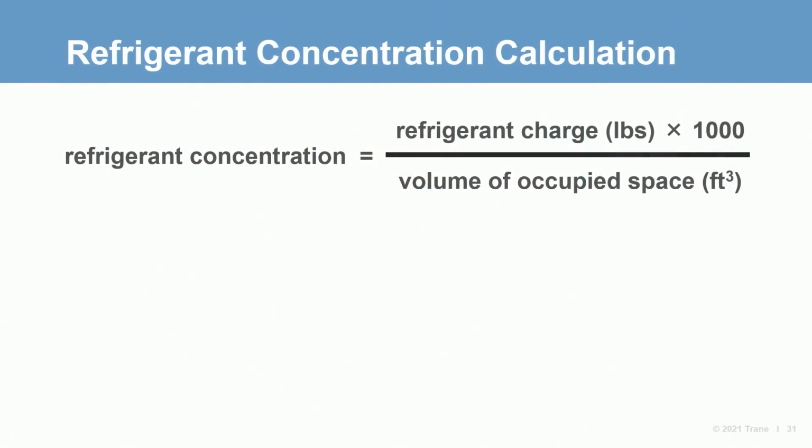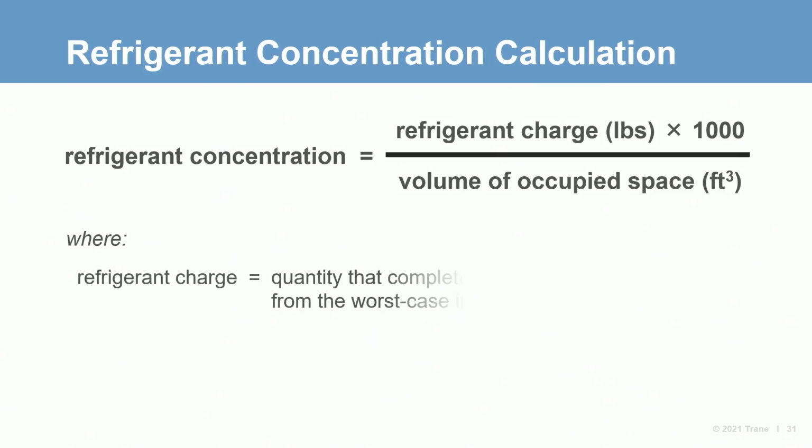Now, to calculate the refrigerant concentration, you divide the refrigerant charge by the volume of the occupied space. Note that the numerator is not the sum of the refrigerant charges in all refrigerating systems. Rather, it's the quantity that would completely discharge from the worst case independent circuit. So if a space houses or is served by components of more than one refrigerating system, or a system with more than one circuit, it's necessary to review each circuit separately to ensure that its combination of refrigerant type and charge meets this RCL threshold.